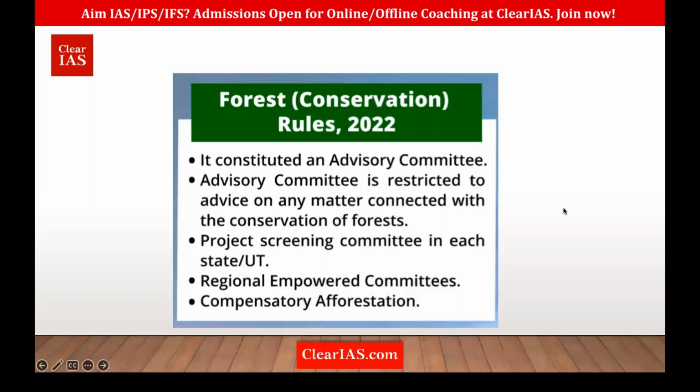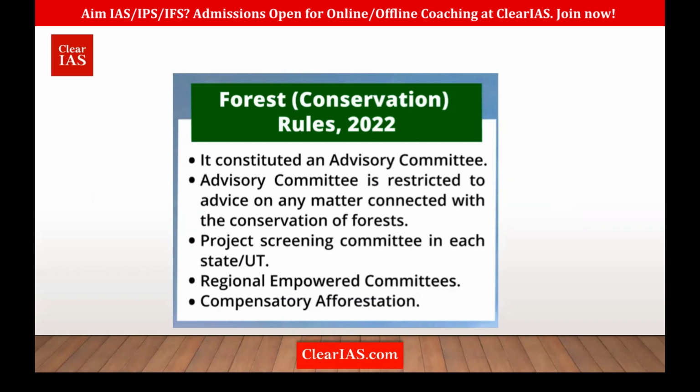Yes, a new body. There is an advisory committee constituted under this rule. And what does this do? It is restricted to advising on any matters connected with what? The conservation of forest. Okay, so there is a restriction.